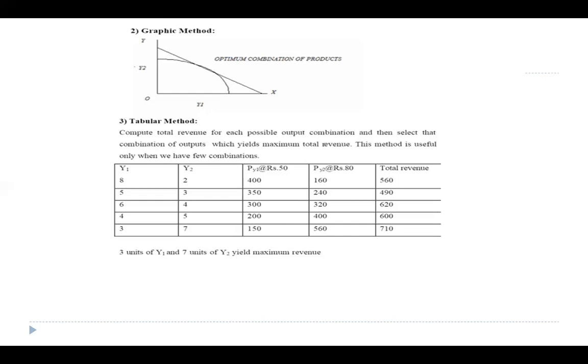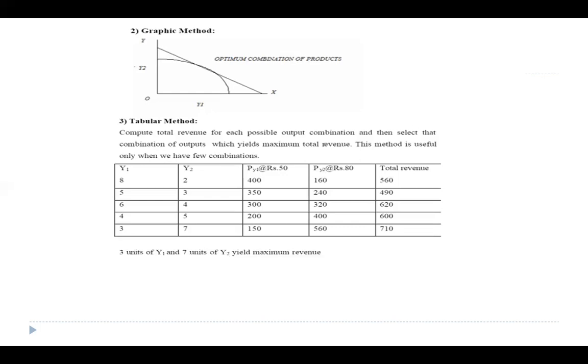You multiply column of Y1 by rupees 50, then you get revenue obtained through Y1. And revenue obtained from Y2 is given in the next column, 160 to 40. Now what is total revenue? Go on adding both the two columns, 400 plus 160. Likewise you take down the summation for all combinations. And what you observe from last column? In last column the highest figure is 710.